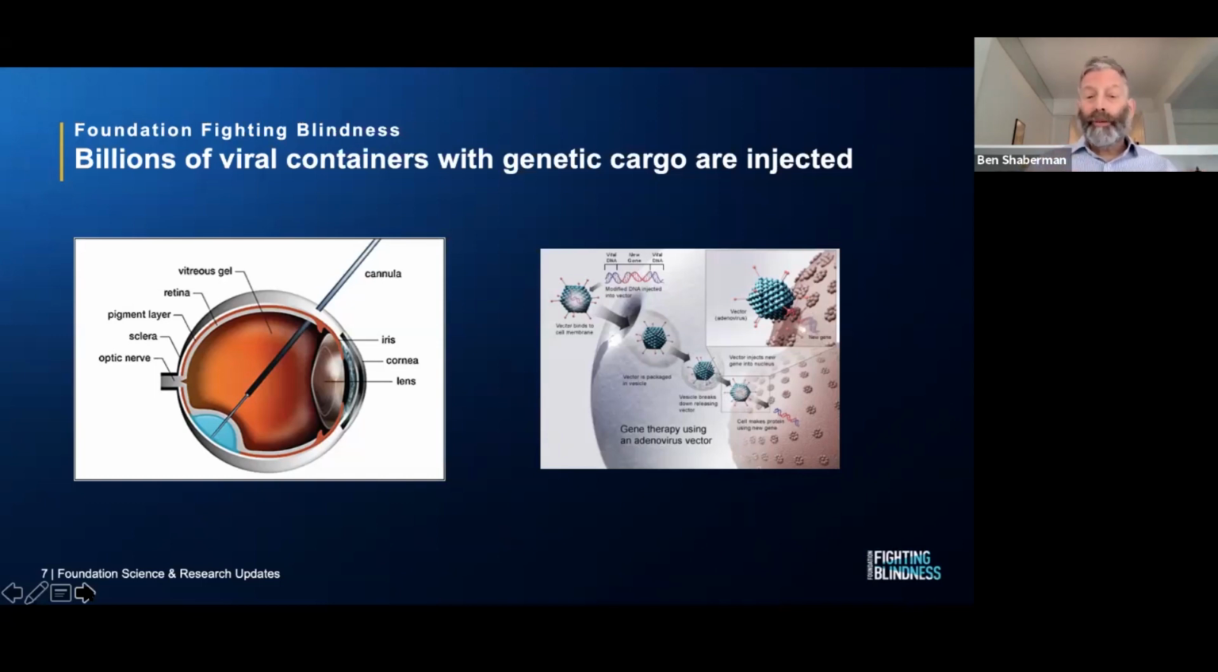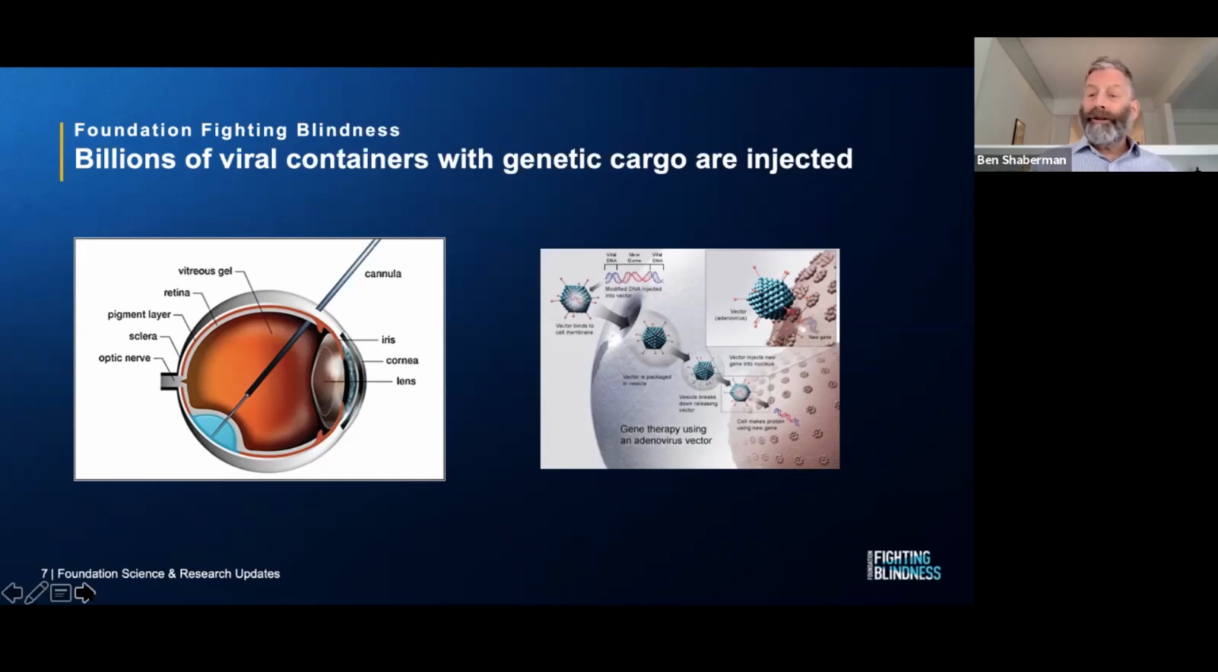Now, subretinal injections aren't the only way to deliver a gene therapy. They're the most common way at this juncture, but therapy developers are also working with intravitreal injections, which are injections into the vitreous in the middle of the eye. And they're also learning how to use injections underneath the sclera to deliver gene therapies.